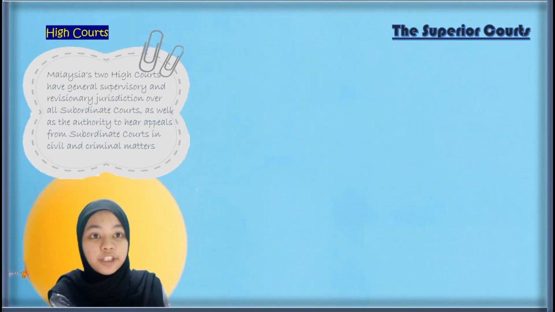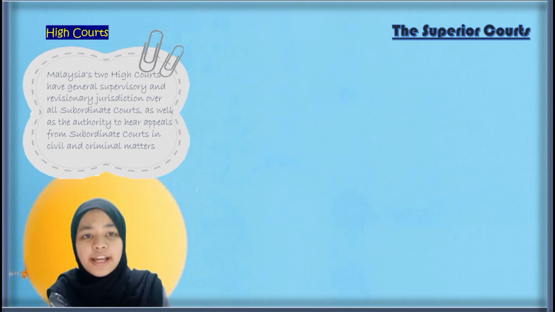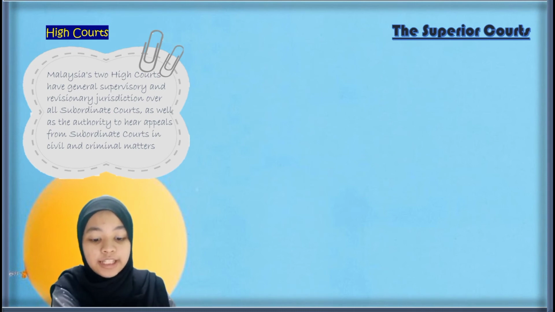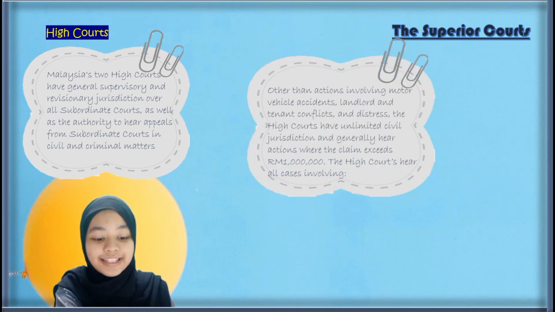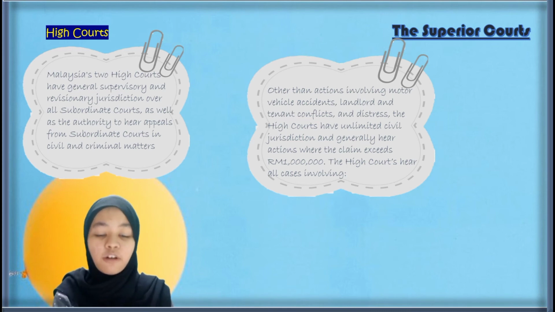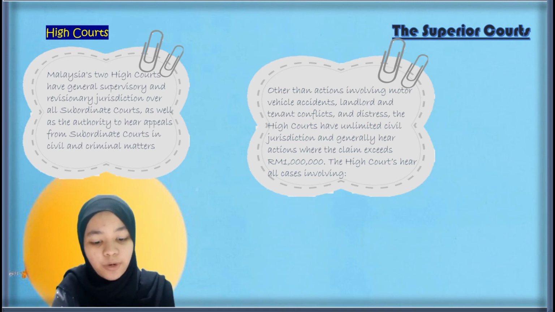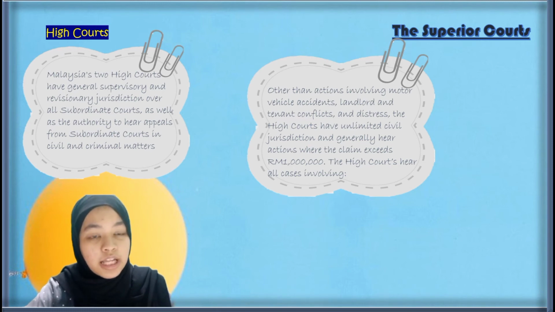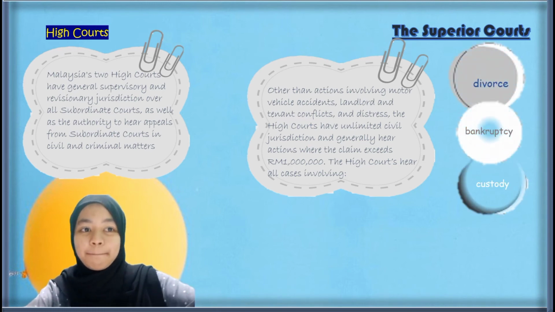Malaysia's two High Courts have general supervisory and revisionary jurisdiction over all subordinate courts, as well as the authority to hear appeals from subordinate courts in civil and criminal matters, other than actions involving motor vehicle accidents, landlord and tenant conflict or distress. The High Courts have unlimited civil jurisdiction and generally hear actions where the claim exceeds RM 1 million. The High Courts hear all cases involving divorce, bankruptcy and custody.